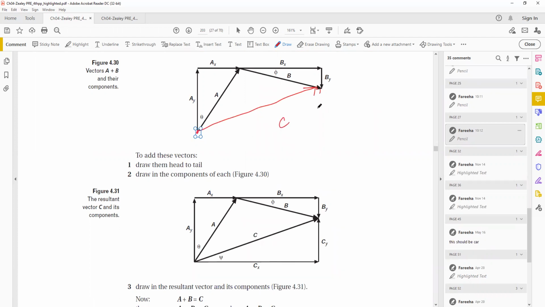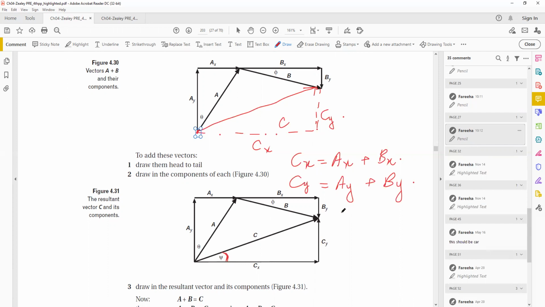And then C can also be divided into its horizontal and vertical components, and you can get Cx and Cy. Then you can use the formulas we just talked about to find Cx and Cy. Cx will be the sum of the horizontal components of vector A, which is Ax, and the horizontal component of vector B, which is Bx. And Cy will be equal to the sum of the vertical components of vector A and vector B. When you get Cx and Cy, if you want to find the angle, which in this case has been represented by psi, theta and phi are already known.